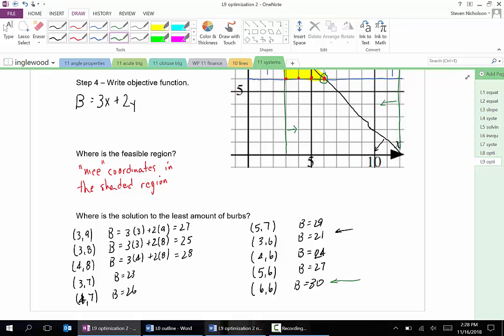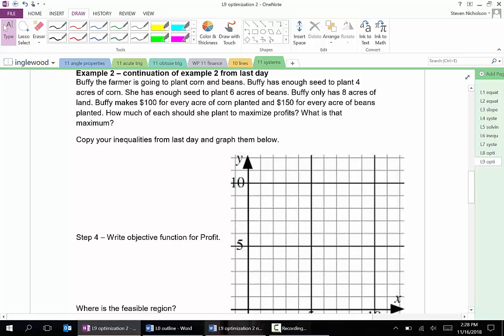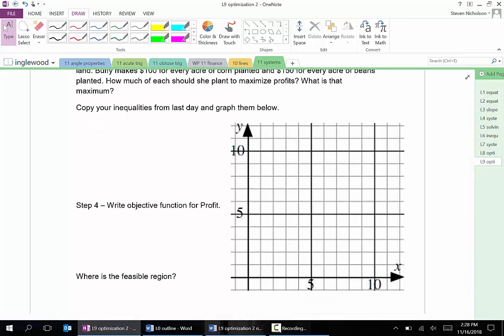Okay, let's look at one more example. So again, it's Buffy the farmer again, where she was planting corn and beans. And again, I'm just going to write the inequalities in from last day. You have them in your notes. So here's the corn stuff. Remember, X was corn and Y was beans. And here was our inequality, how much she could plant in total.